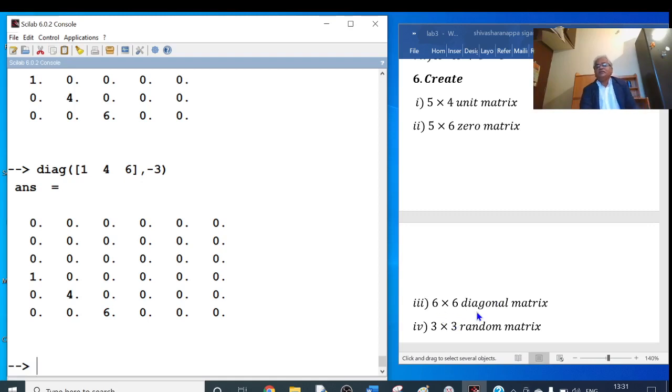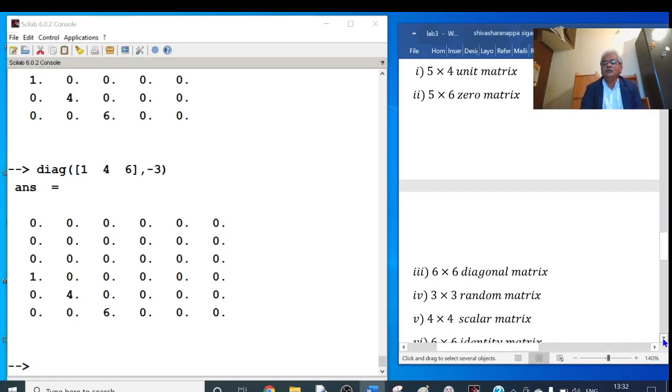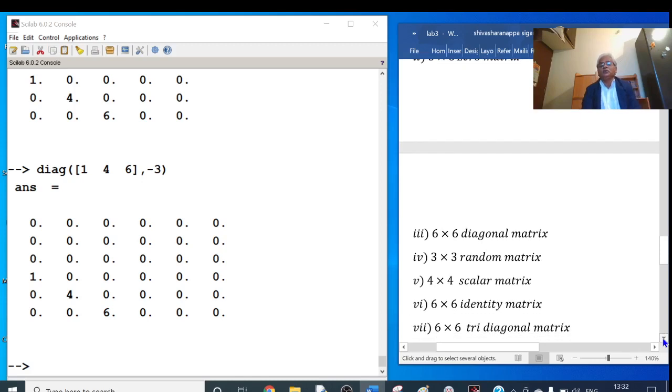For a 6 by 6 diagonal matrix, we have to use 6 elements in a square bracket. We just keep it as it is; nothing else to give. The 0, 1, 2 is not necessary. Just write DIAG, open bracket, and within the square bracket you have to give 6 elements.